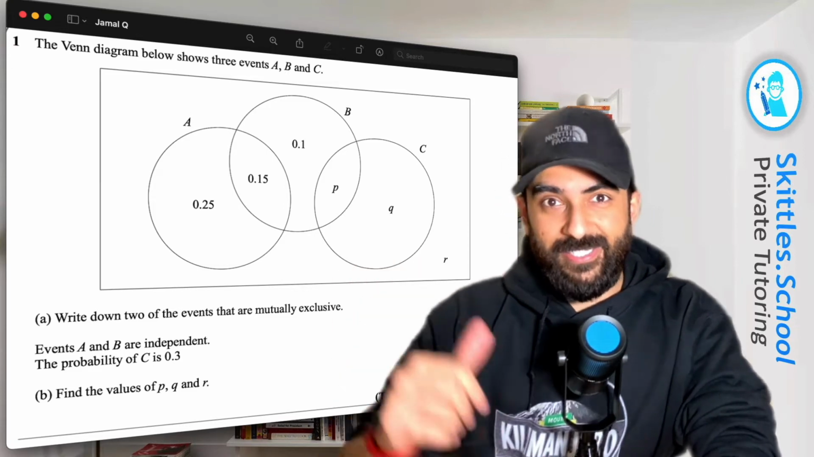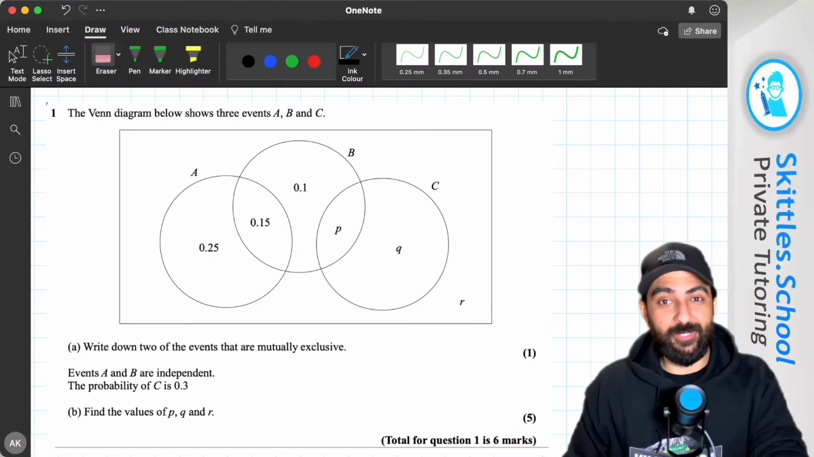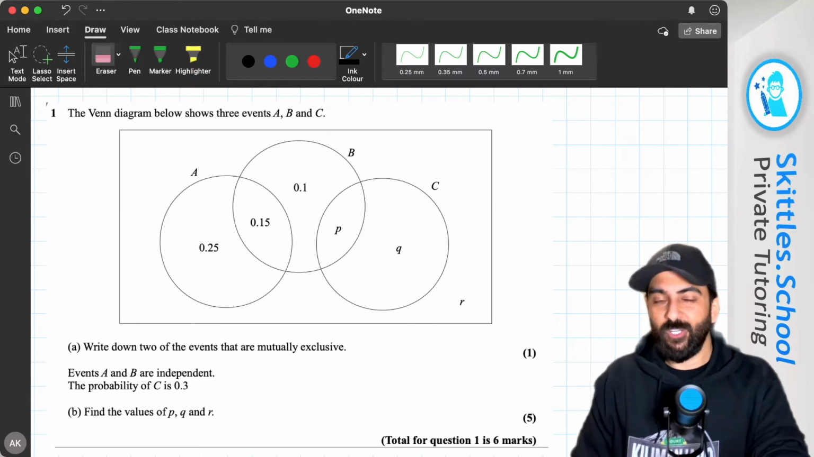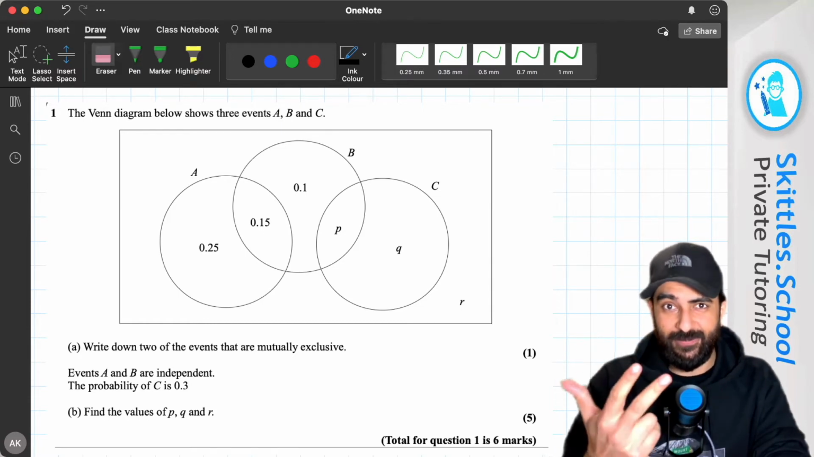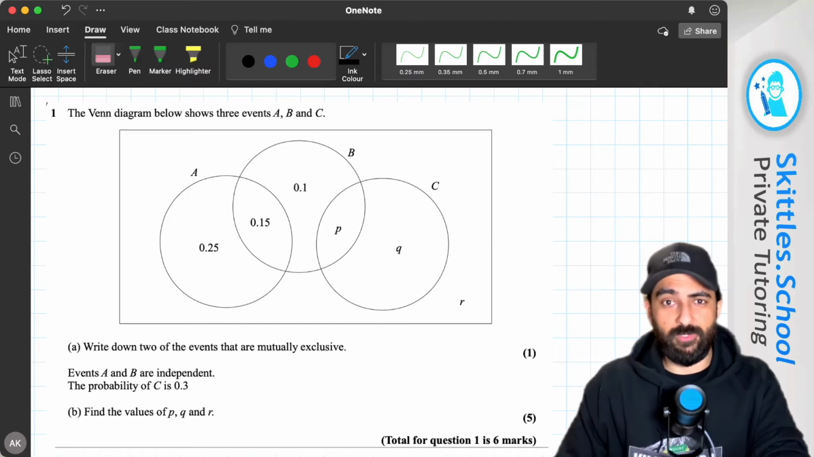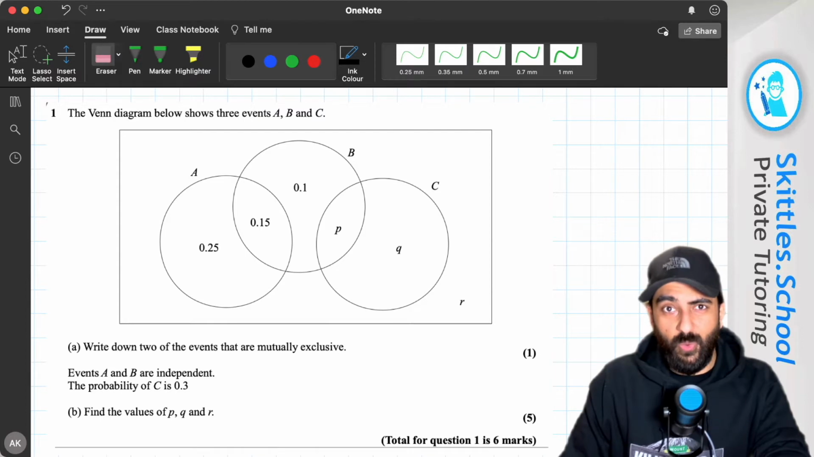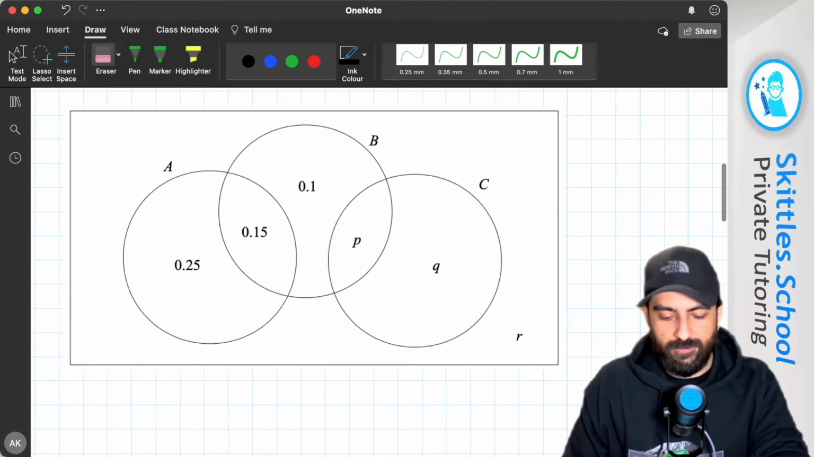Okay, let's see if we can answer this question. Here it is behind me on the virtual whiteboard. We're given a Venn diagram of 3 events, A, B, and C. Whenever I'm given a diagram, I like to spend 2 minutes just making sure I understand what the question is telling me. So let's zoom into the Venn diagram.